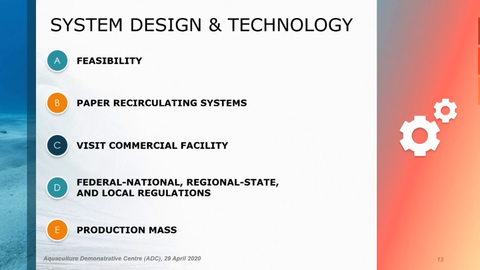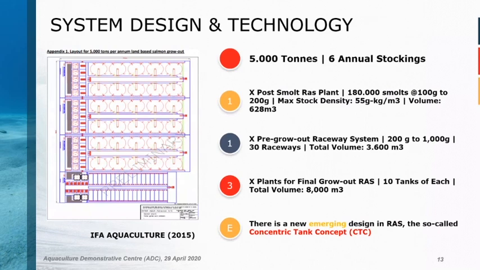This is a 5,000 ton facility from Norway, I suppose, and it is being shared by IFA Aquaculture, which is an Irish association. It is a grow-out facility of RAS design. They have 5,000 tons and 6 annual stockings, which is important because you have to spread your product through the year, so you can harvest through the year and sell through the year.